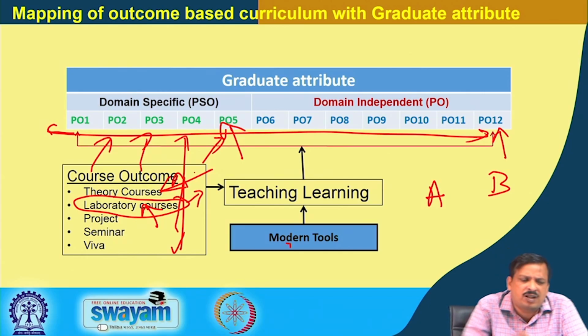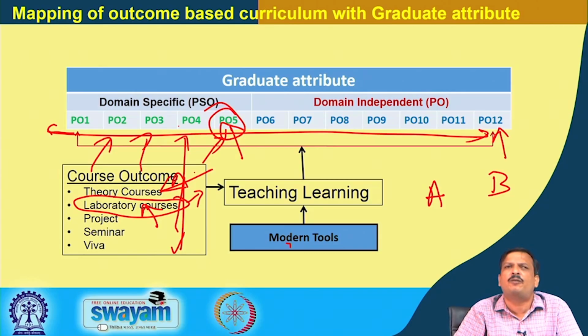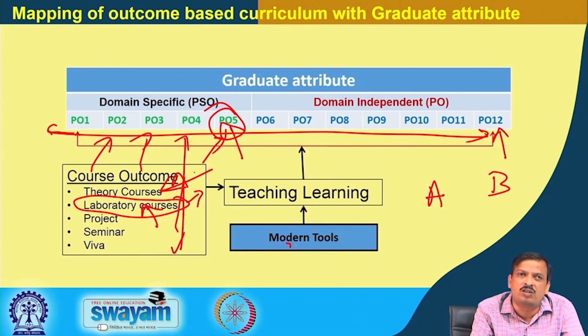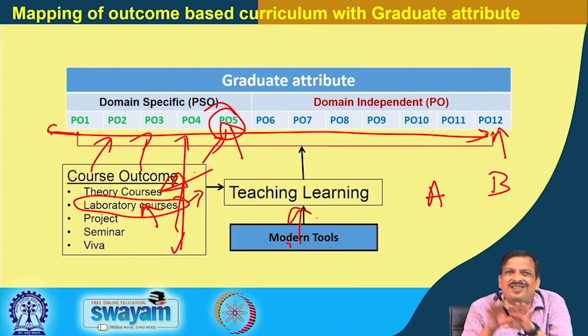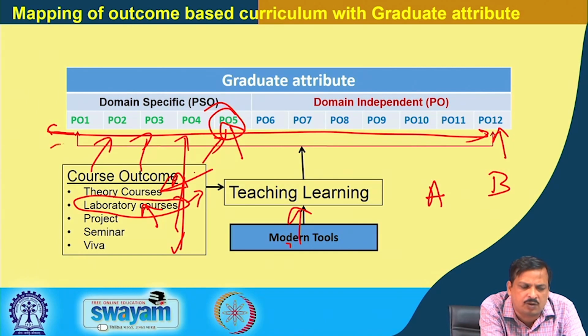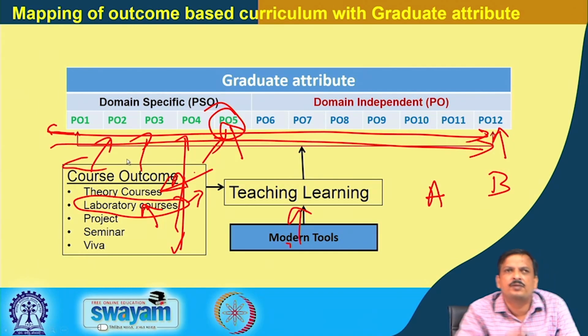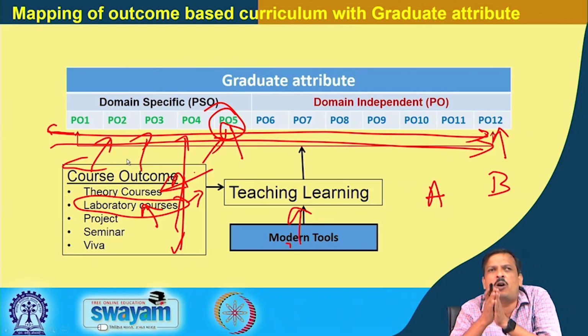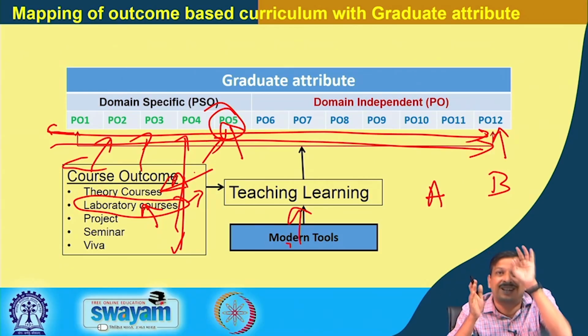So, I am not developing the synthesis part of PO number 5. Once I include that, that means modern tools is also important. So, using modern tools and the teaching learning process, your CO will contribute to all POs. When I develop the CO-PO mapping, I am not only considering the course outcome, but also the teaching learning process and modern tools use, whatever modern tools I require, which are mentioned in the CO.